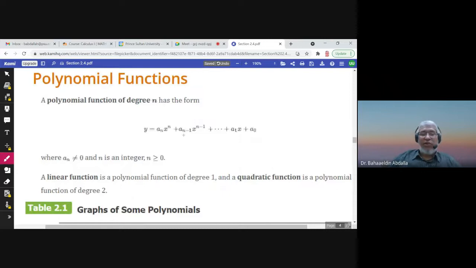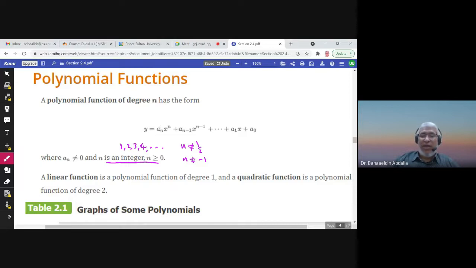Now, polynomial functions have this form where the powers n, n minus 1, and so on are positive integers. So 1, 2, 3, 4, and so on, positive integers. We don't have a power of a half, for example. n cannot be a half, or negative. n cannot be negative 1, or negative 2, or negative 3. If n is negative or rational, then it is not a polynomial, okay? Then the function is not a polynomial function.